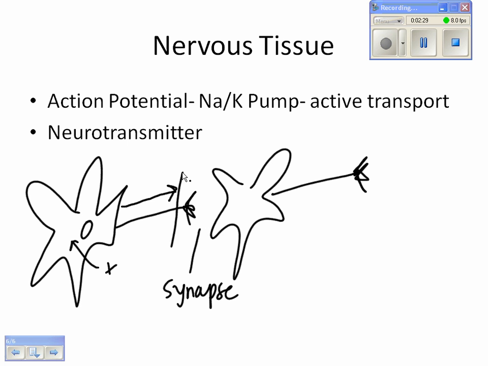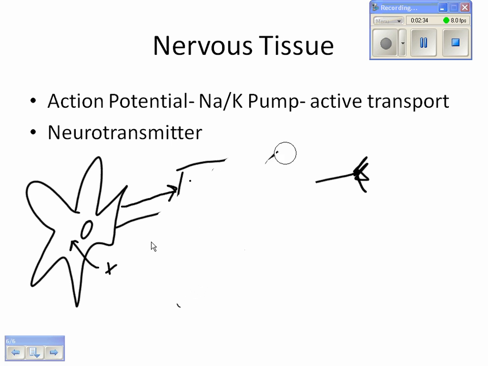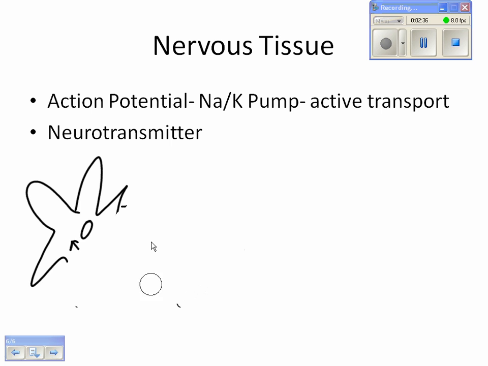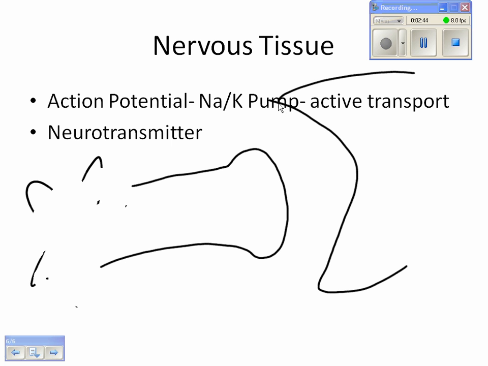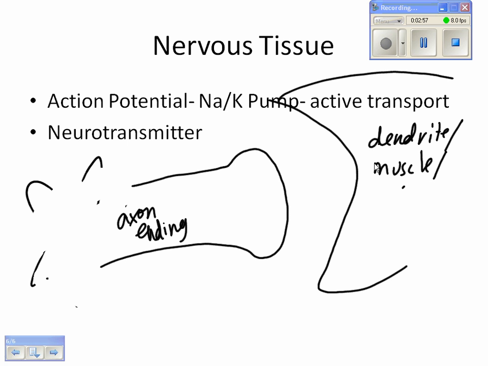So if we just zoom in on this right here, we're going to have something that is normally drawn like this. So that would mean this is the axon ending, and this is the next dendrite. It doesn't have to be a dendrite. It can also be a muscle, an organ, the brain.